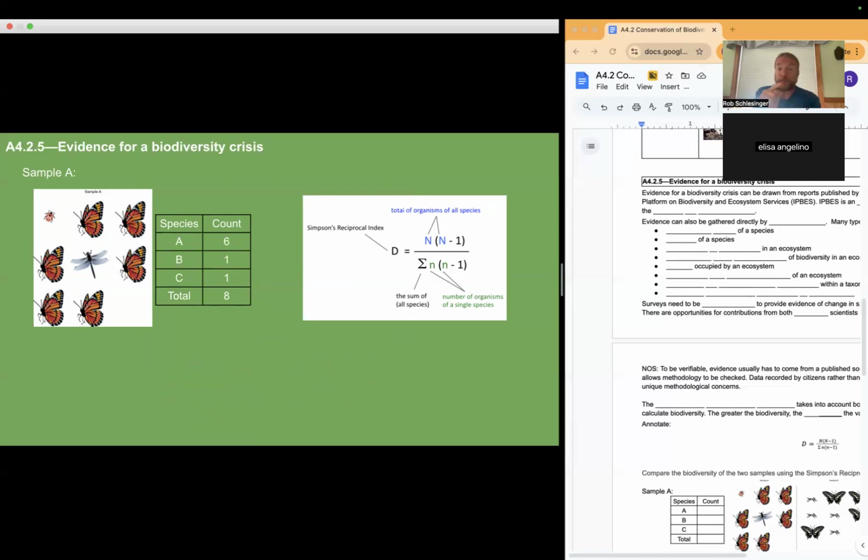Perfect. And so 8 times 8 minus 1 is 8 times 7, which is 56. Nailed it. That wasn't fair, I put you on the spot. No problem. Now, here's where things get a little bit more difficult. So with the bottom line, you have to take all three species one at a time and then add them up, right?